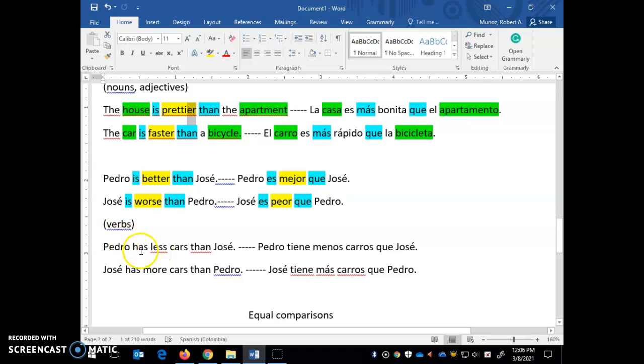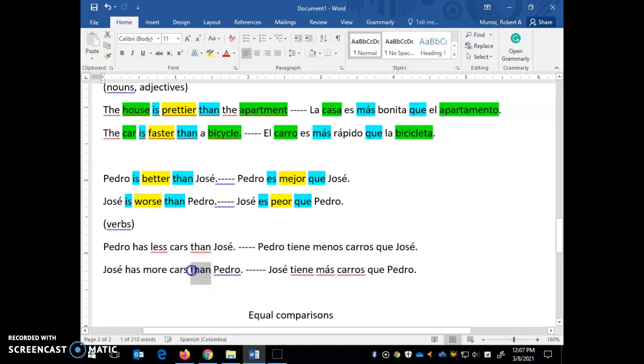With a verb, Pedro has fewer cars than Jose, or Jose has more cars than Pedro. It's transferred in Spanish: Pedro tiene menos carros que Jose, and Jose tiene más carros que Pedro. So menos equals in English to less, and más equals in English to more. It's pretty much very straightforward structures. Don't forget that if you use than to compare, the equivalent in Spanish is que.